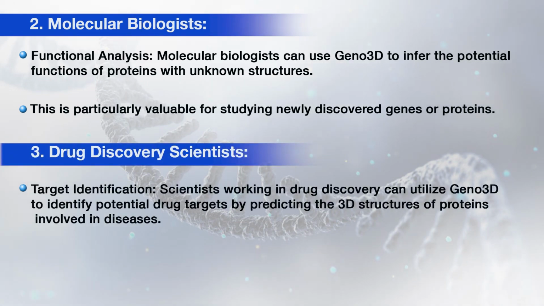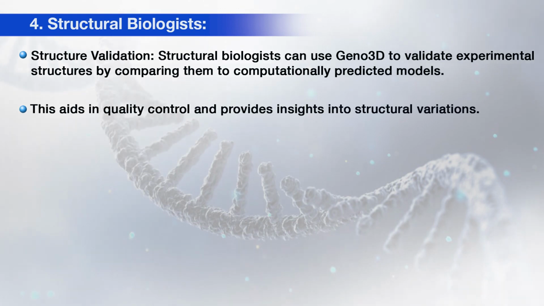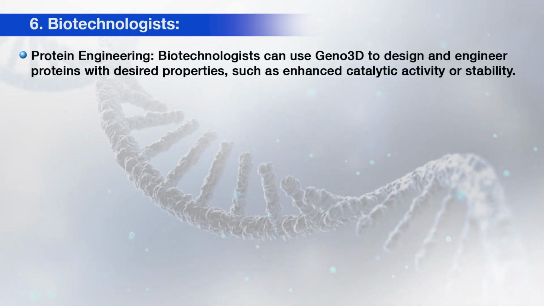The third one are drug discovery scientists, who will use it for target identification. Scientists working in drug discovery can utilize Geno3D to identify potential drug targets by predicting the 3D structure of proteins involved in diseases. The fourth one may be structural biologists, who will utilize it for structure validation. Structural biologists can use Geno3D to validate experimental structures by comparing them to computationally predicted models, and this will aid in quality control and provide insight into structural variations. The fifth group will be geneticists, and they will use it for functional annotation. Geneticists can employ this server to identify and annotate the function of genes with unknown functions based on structural homology with known proteins.